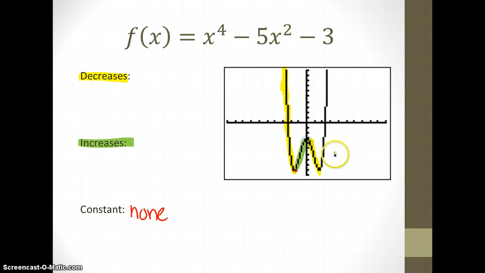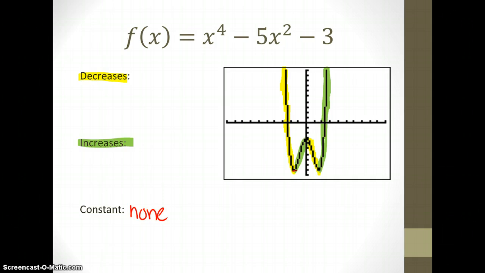So if I move from left to right, where are my y values going up? So if I highlight here, we've got our intervals highlighted at least to show where it is increasing, where it is decreasing. And now we just need to describe where it is decreasing.